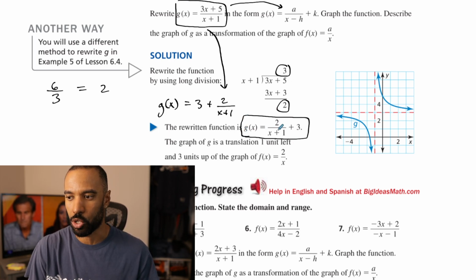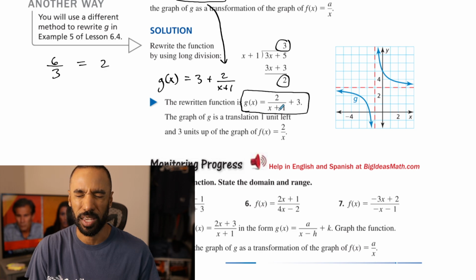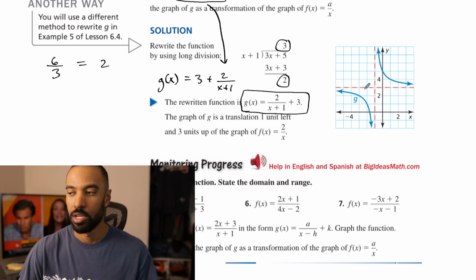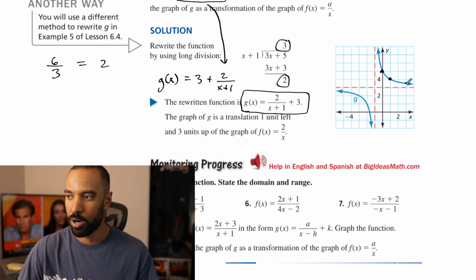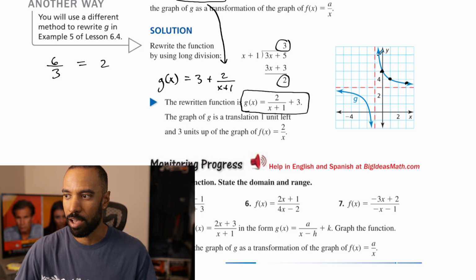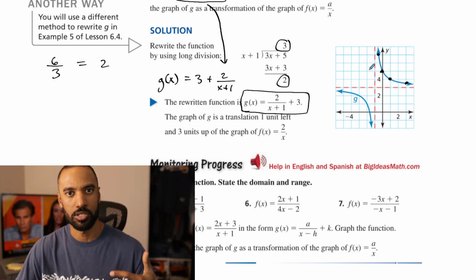We've seen how these things graph, which is a vertical asymptote at x equals -1, and a horizontal asymptote at y equals 3. And the way that I would do this is I would start dividing 2 by some numbers. 2 divided by 1 is 2. 2 divided by 2 is 1. 2 divided by 4 is a half. 2 divided by 1/2 is 4. Those are great points to plot.